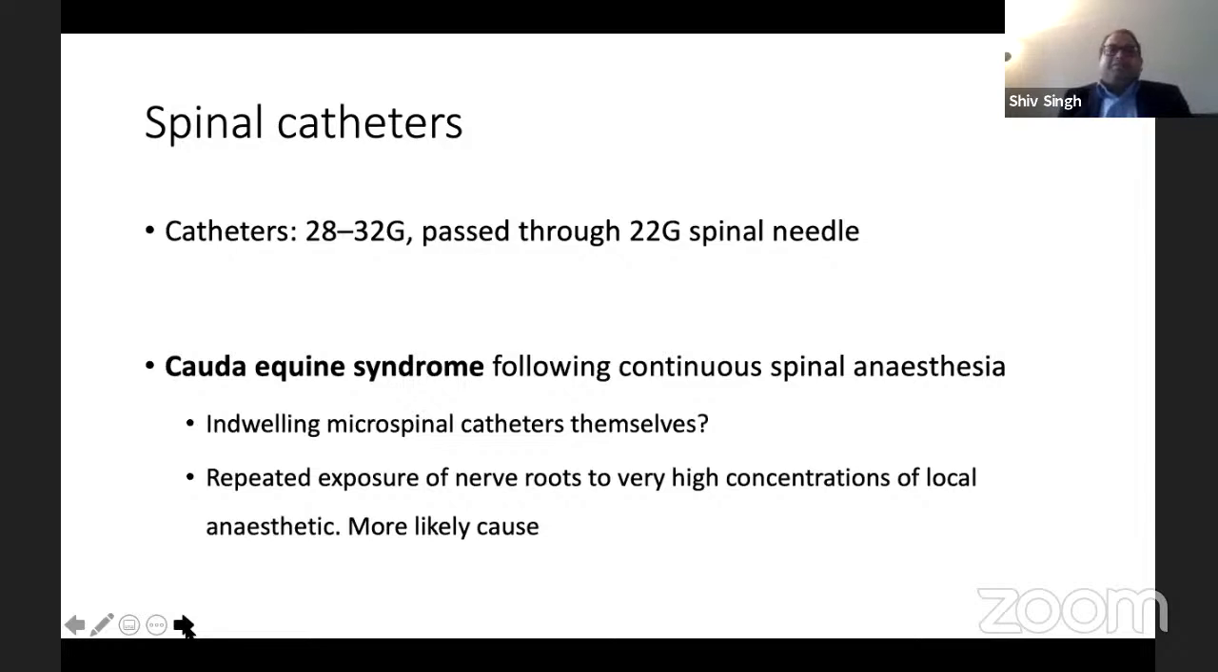Coming to spinal catheters, they are usually 28 to 32G in size, and these are passed through a slightly larger needle, so you would need to use a 22G spinal needle to thread these catheters. There have been reports of cauda equina syndrome with continuous spinal anesthesia. This could be because the indwelling microcatheters irritate the nerve roots, or, as has been said, because of the very high concentration of local anesthetic, which is considered the most likely cause.